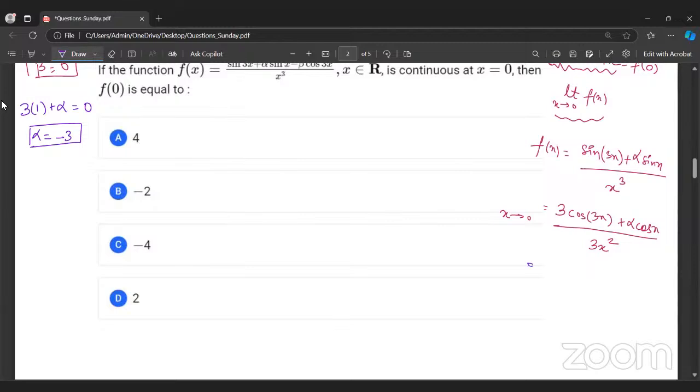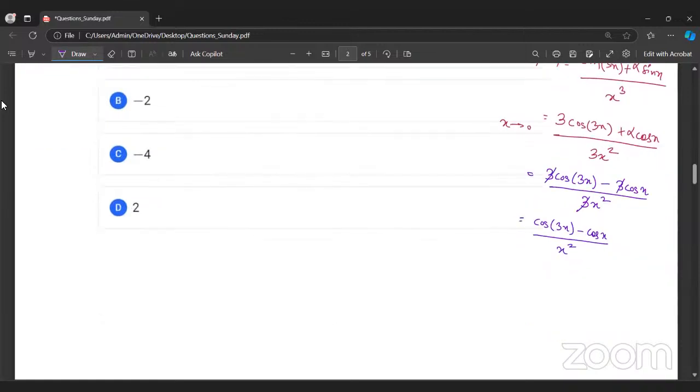So now I can write it as 3 cos of 3x minus 3 cos x whole divided by 3x square, right? So I can take out 3 common from this and cancel it with the denominator. Agree, everyone? Yes, sir. So now it is cos of 3x minus cos x whole divided by x square. So I can do two things over here, whichever you feel is beneficial for you. Either you can go for differentiation or you can do cos A minus cos B.